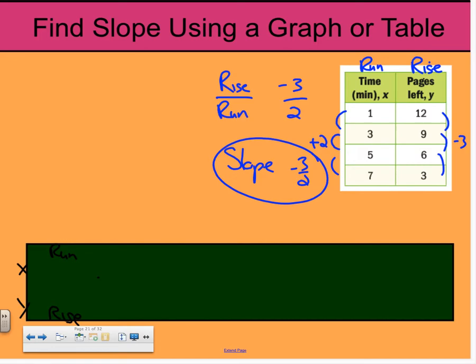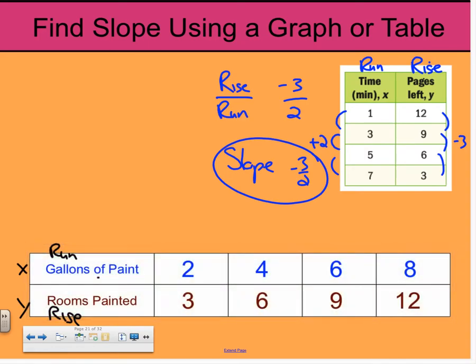All right? Notice I find the slope the exact same way that I find the constant rate of change. It's the change in y, or the vertical change, the rise, over the change in x, which is the horizontal change, or the run. Okay? Let's do one more. Notice in this one, I've already kind of got it labeled for you. The rooms painted and gallons of paint. Well, what depends on what? Does the paint depend on how many rooms you painted? Or does the number of rooms you can paint depend on how much paint you have?